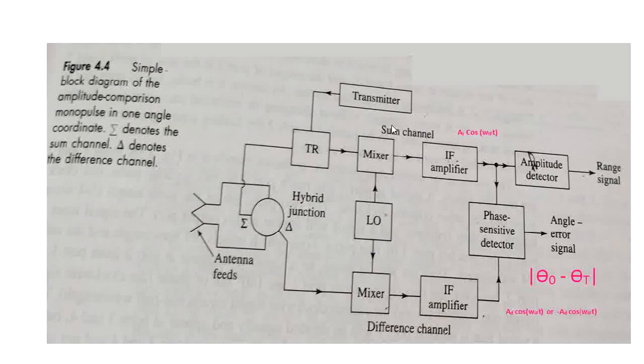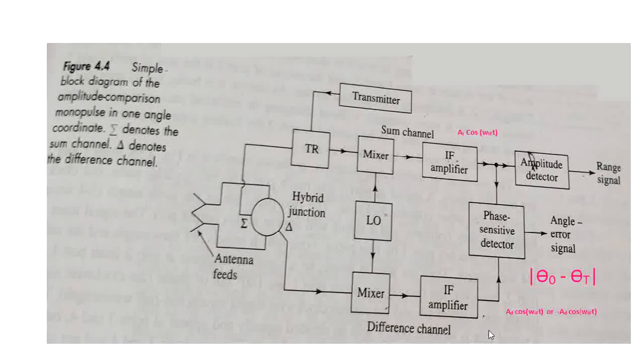The sum channel is nothing but summing of 2 beams in order to measure the range of the moving target. And after that we are going to give it to the intermediate frequency amplifier so that it will amplify the sum signal, and it is going to give input to your amplitude detector. The amplitude detector will detect the envelope of the received signal, so that we get the maximum amplitude. The maximum amplitude indicates the range between the moving target as well as the antenna of the radar here. And the same sum signal we are going to give to the phase sensitive detector.